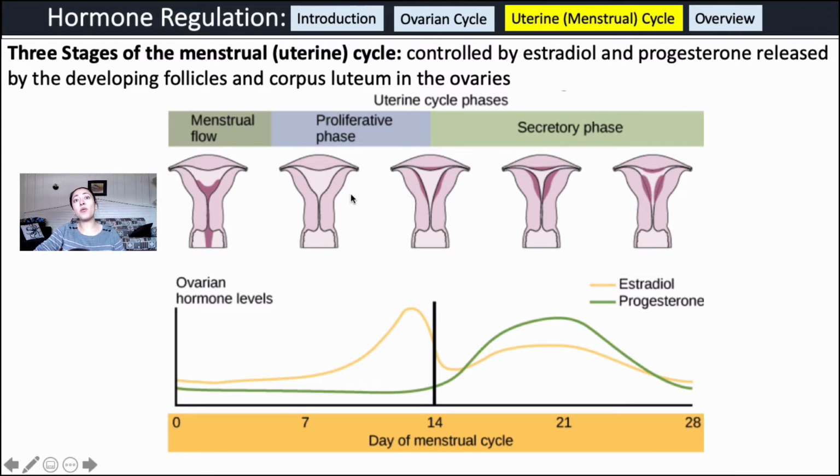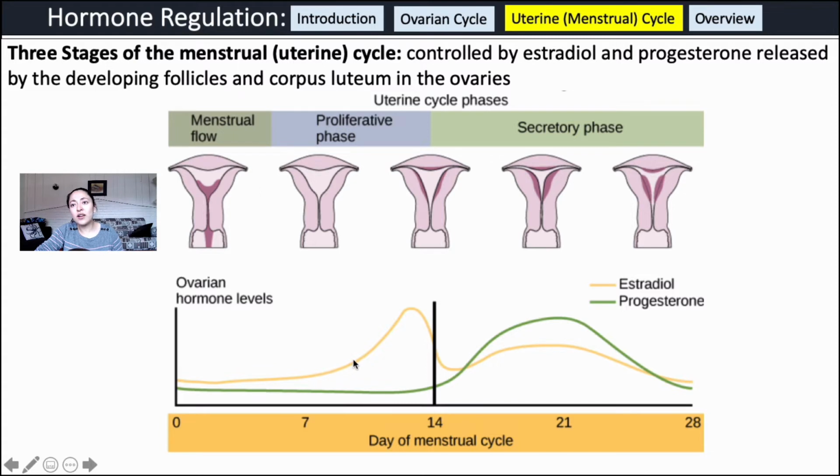So remember that what's happening in the uterus is controlled by estradiol and progesterone, which is released by the developing follicles and corpus luteum in the ovaries. So it's the ovarian hormones that are actually causing changes in the uterus up here. So at the beginning of the menstrual cycle, remember that's when the follicles are developing in the ovaries, so they're producing a whole bunch of estradiol, and that estradiol level is starting to increase.